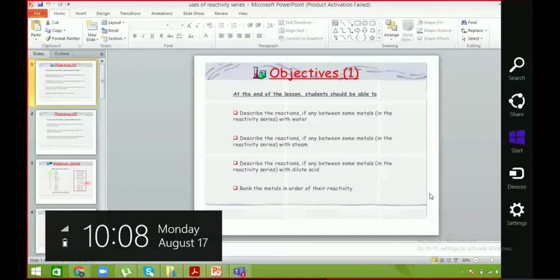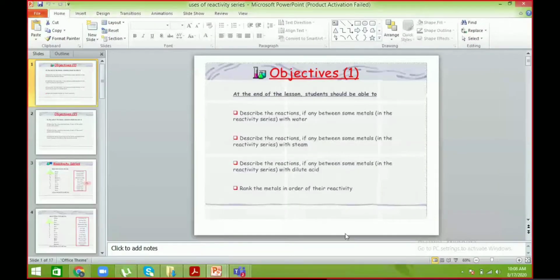Okay, in our previous lectures, we were discussing what a reactivity series is and how it was designed. We discussed the reactions of the metals with water, if any, where water means cold water, then with steam, then with the acids, and then we ranked the metals in order of reactivity. These were the objectives of our previous topic I taught you on Thursday.